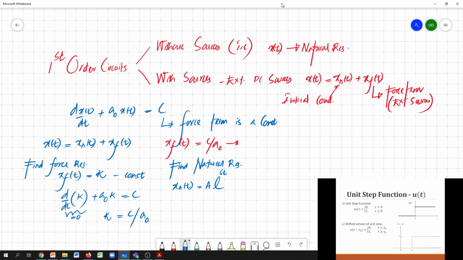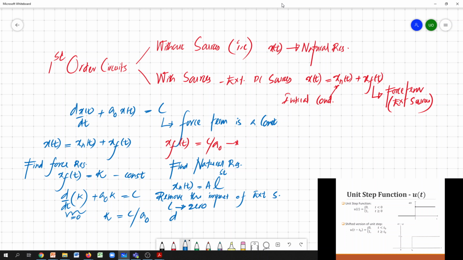So how do you convert it to the characteristic form? First we have to ignore the effect of external sources, because this natural response is basically driven by the initial condition. So you have to remove the impact of these external sources. So how do you remove the impact of these external sources? Actually, let this c go to 0.